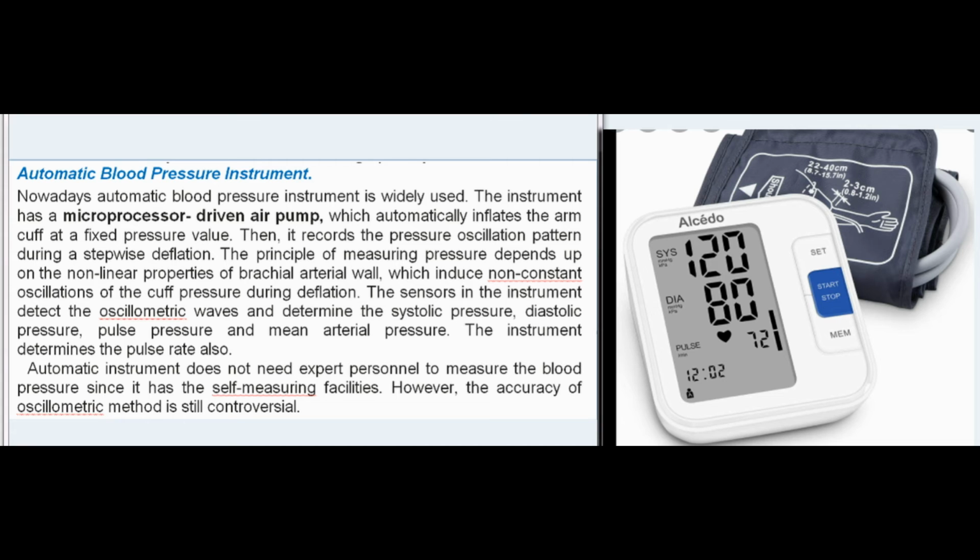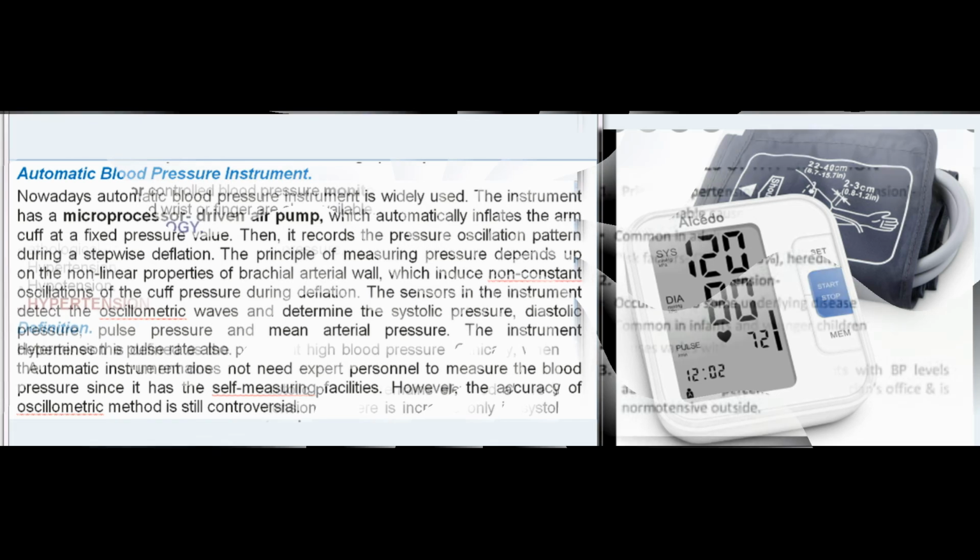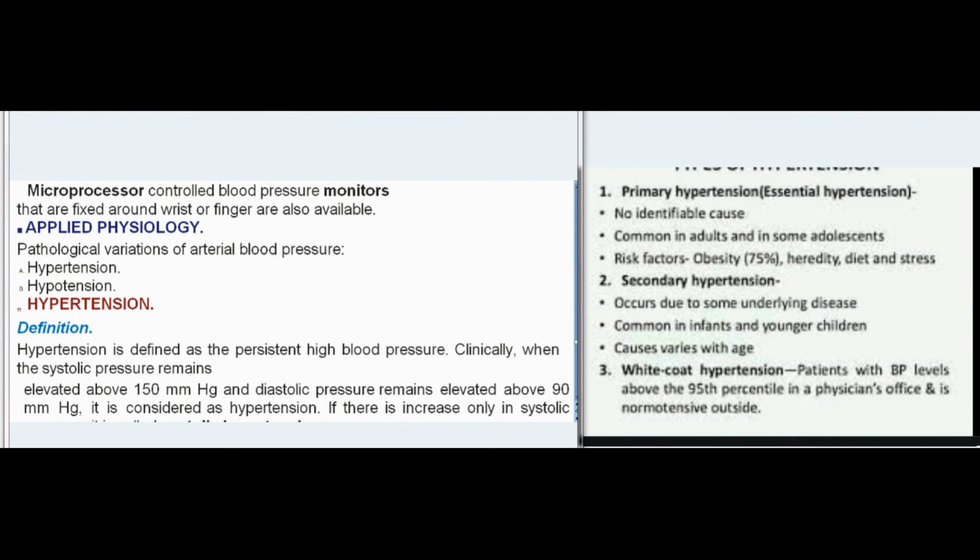pulse pressure, and mean arterial pressure. The instrument determines the pulse rate also. The automatic instrument does not need expert personnel to measure the blood pressure since it has self-measuring facilities. However, the accuracy of the oscillometric method is still controversial. Microprocessor-controlled blood pressure monitors that are fixed around the wrist or finger are also available.